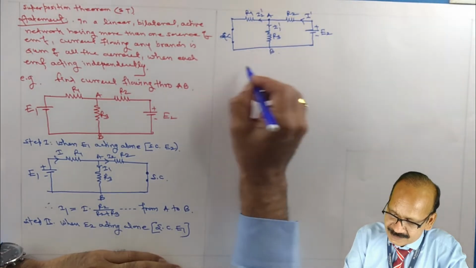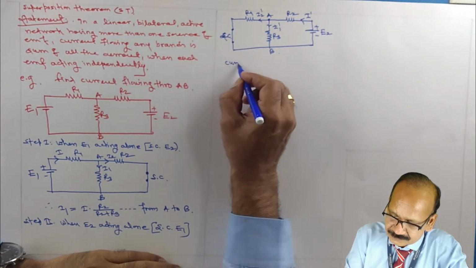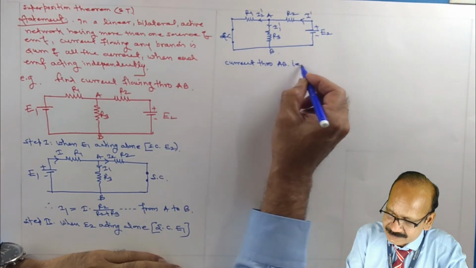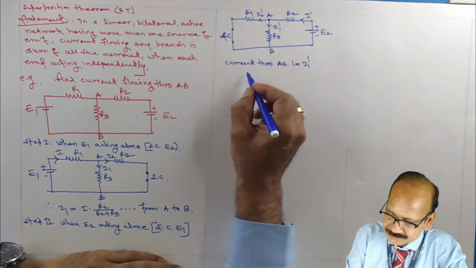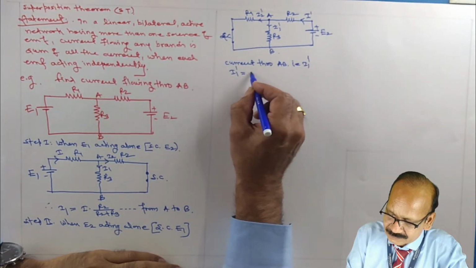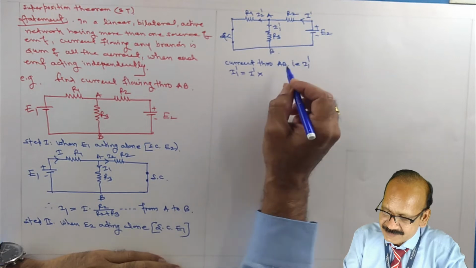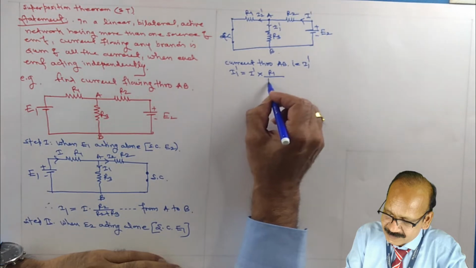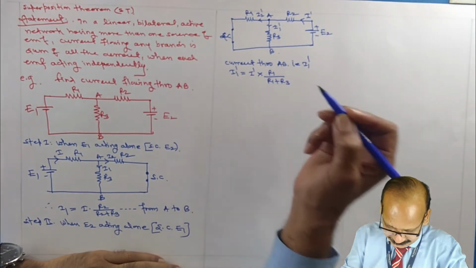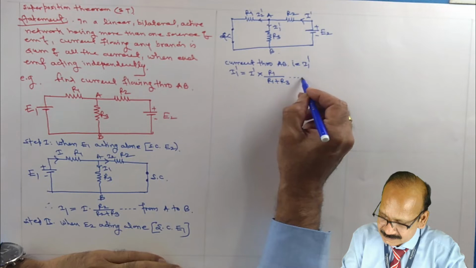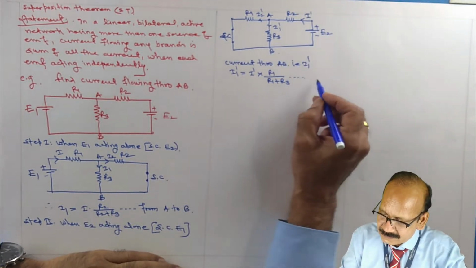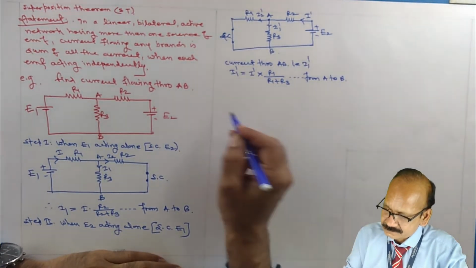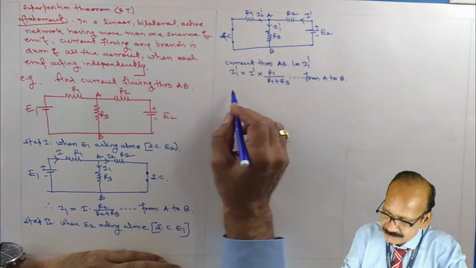So once the total current is known to you, the current through AB, that is I1 dash, is equal to I dash multiplied by the resistance through which current is not required, that is R1, divided by R1 plus R3. So this is the current from A to B.